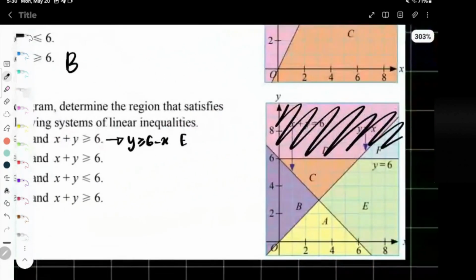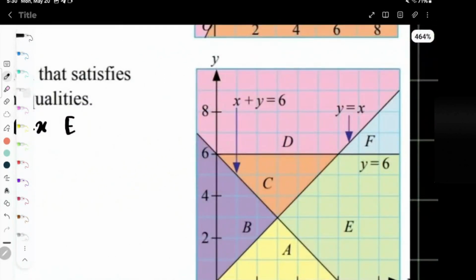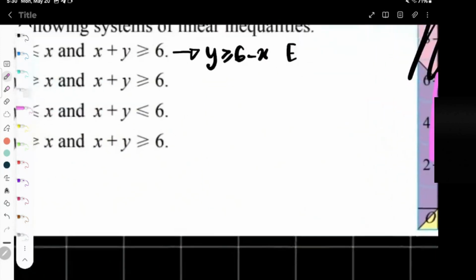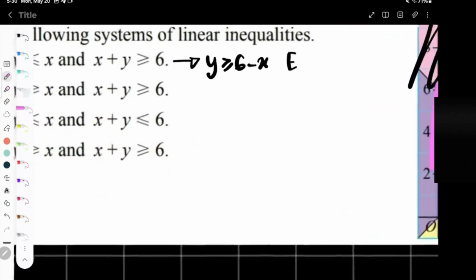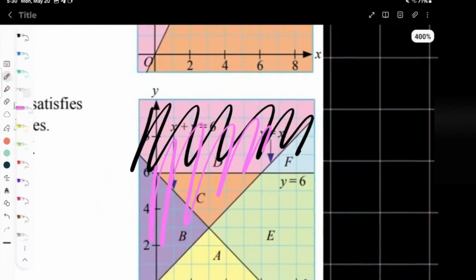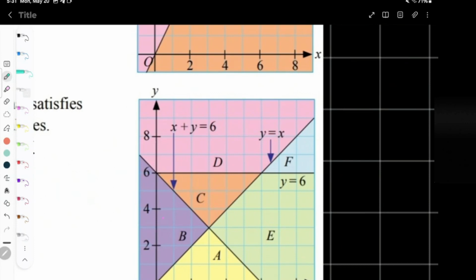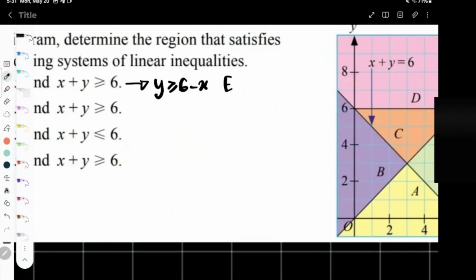They say y is more than x. So y is more than x here, right? So it should be above, first of all. And then it should be above here, right? Above all of this, right? Okay. And then x plus y is greater than 6, sorry. So the line here should be above here, right? So where are they intersecting? It's hard to see actually, but they are intersecting at D. Yeah, they are intersecting at D.